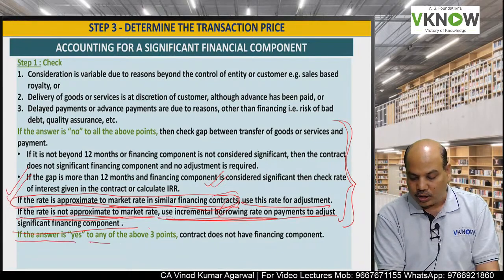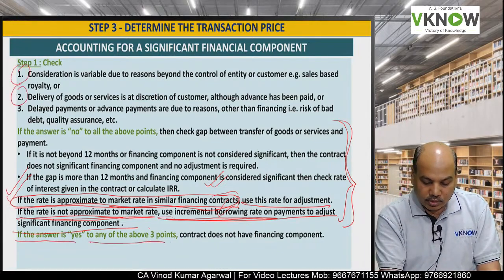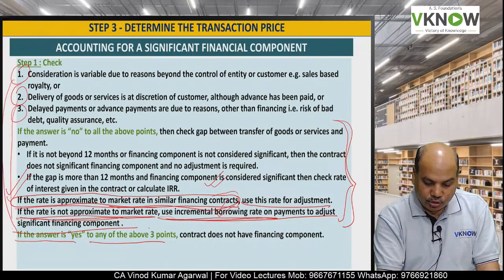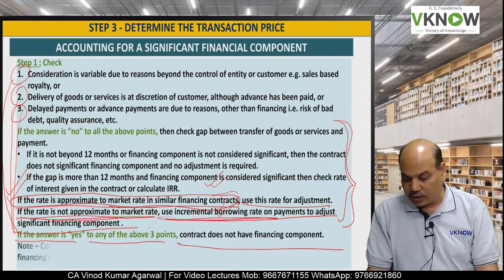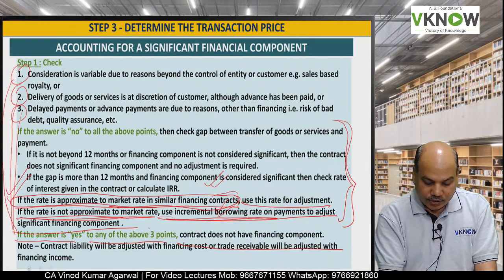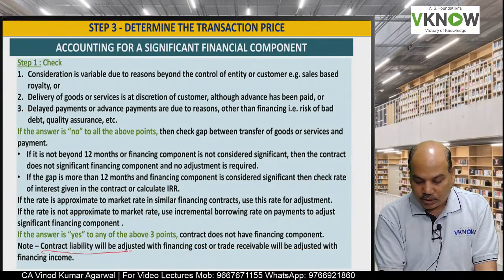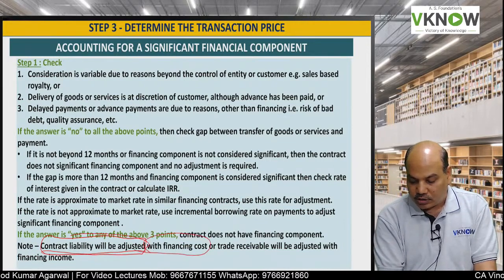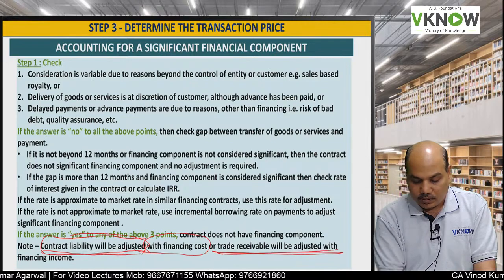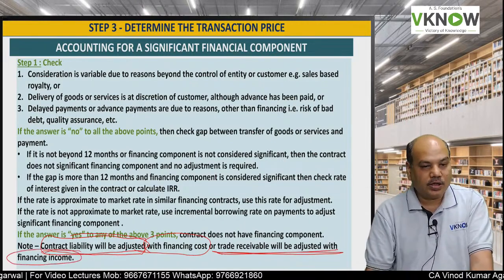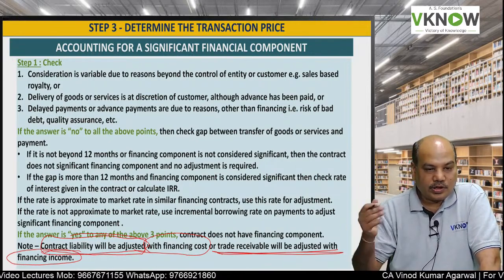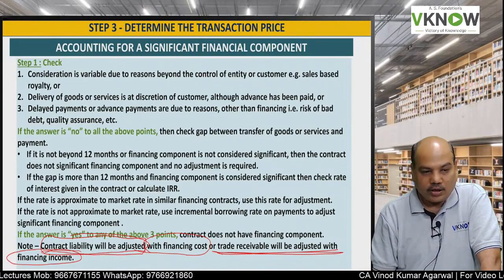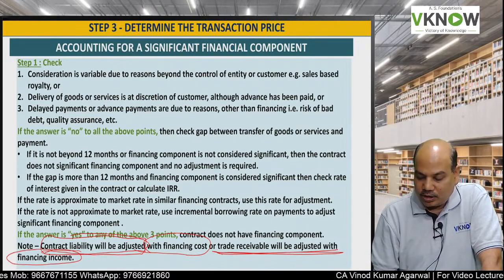If the answer is yes to any of the above 3 points, that is, if you find that the variation is due to any of the above 3 points, the contract does not have a significant financing component. So if the contract has a significant financing component, what will you do? Either the contract liability will be adjusted with financing cost, or trade receivable will be adjusted with financing income, depending upon whether the customer is delaying the payment or making payment in advance. Accordingly, you will create a liability or a receivable.